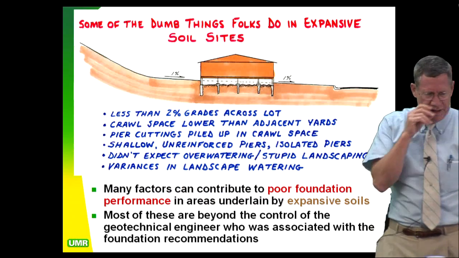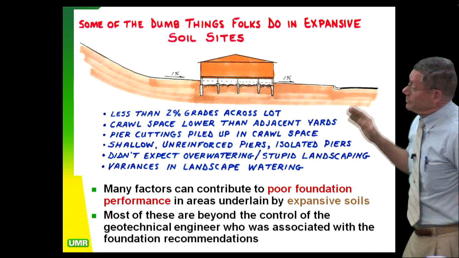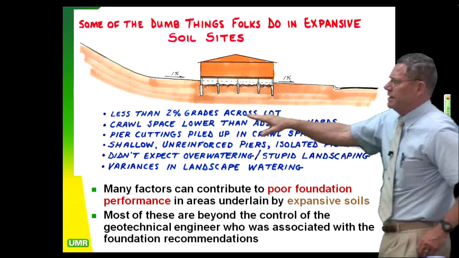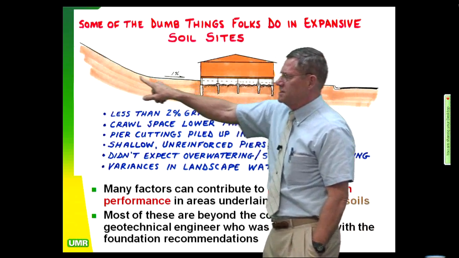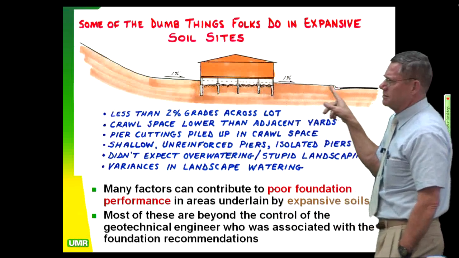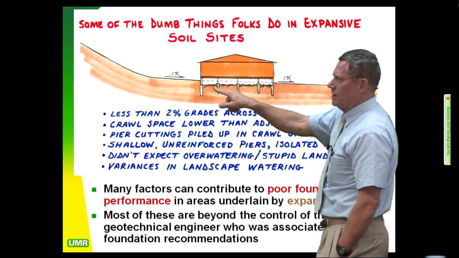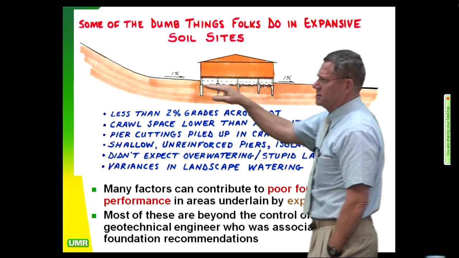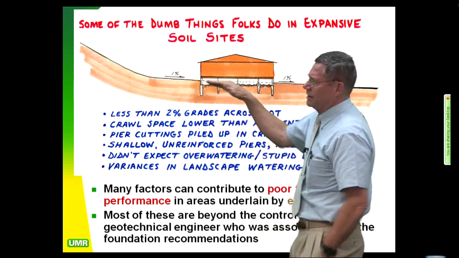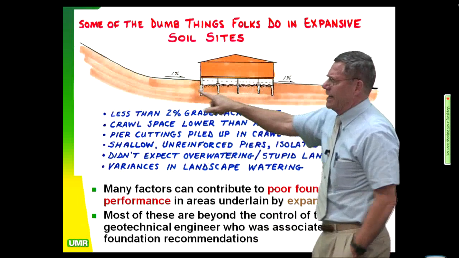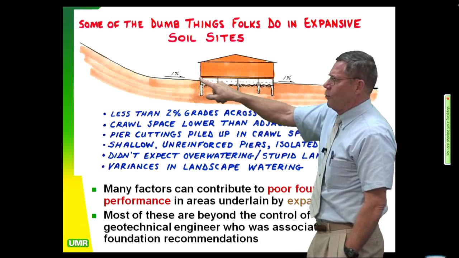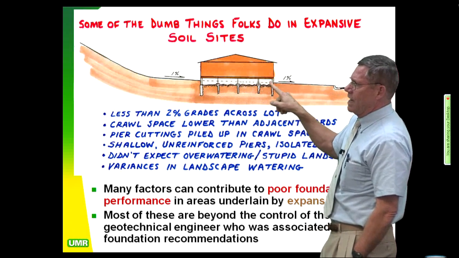So what are some of the dumb things people do in expansive soil sites? They do all kinds of dumb things. First one is they grade it with less than 2% grade across the lot. And then they have a crawl space that's lower than the yard, especially after all the landscaping. They bring in sod and things like that. And now you're going to tend to get water trapped down under the house.